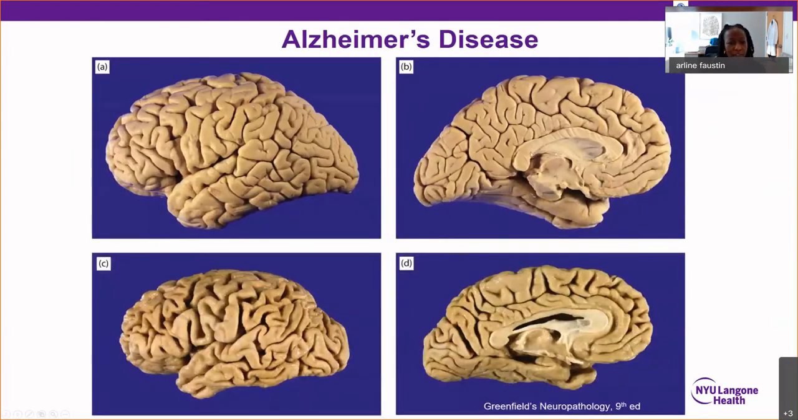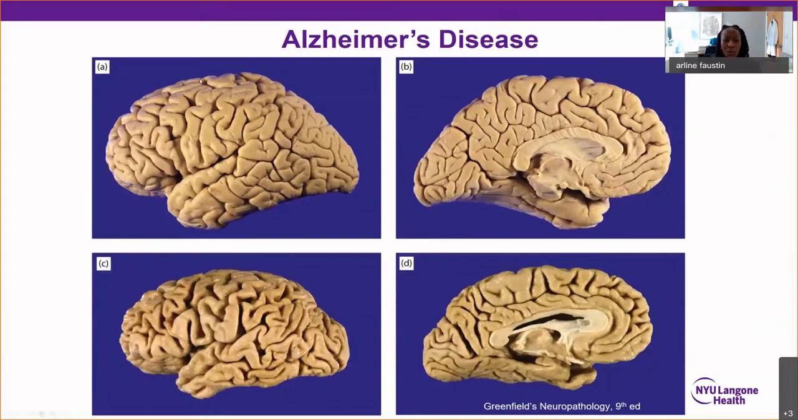Here's some more images here. So again, let's see which is our normal and which is our disease. So here on this aspect in the top left, in picture A, this is the lateral side of a normal brain, okay? And the top right here in figure B is the same normal brain, except on the medial side, okay?